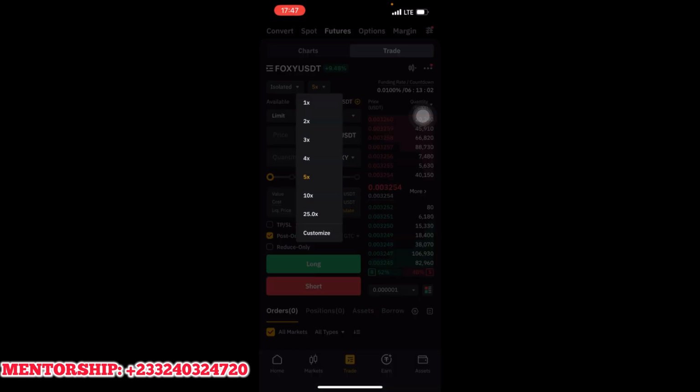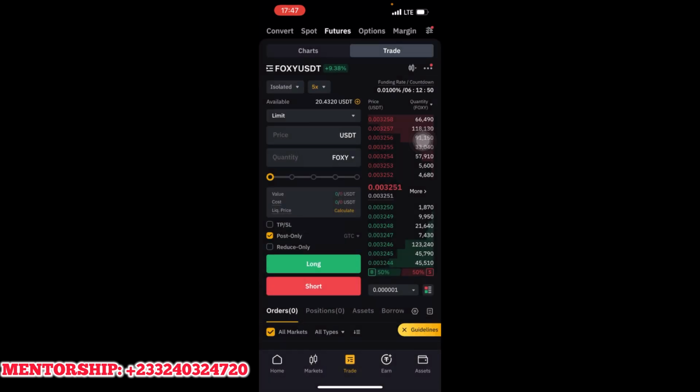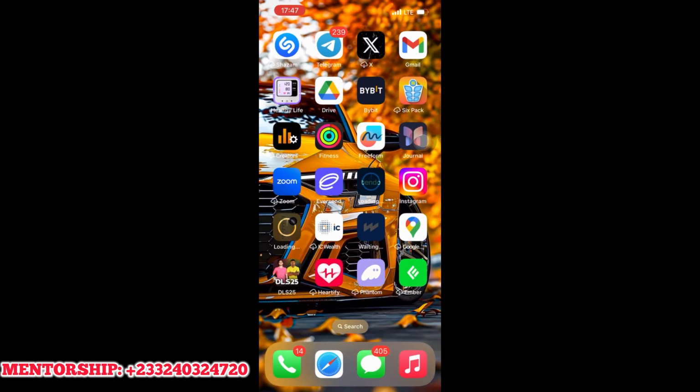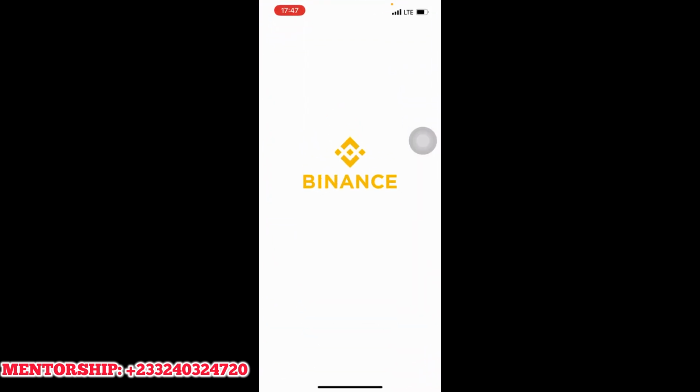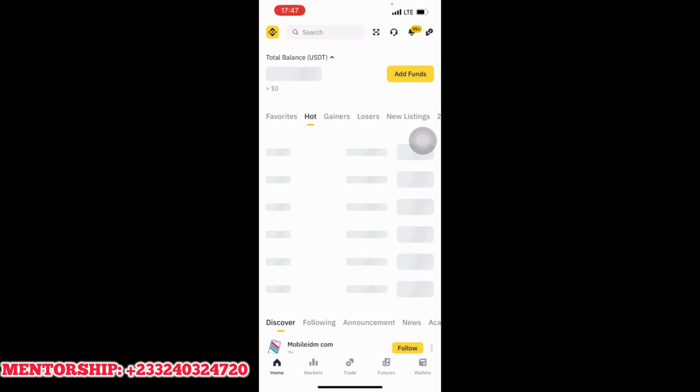And we have this one. I hope you all know this thing. You just have to set it to, let's say, 5 times, or it depends on the money. So when you're using Binance, let me go to Binance and show you something.